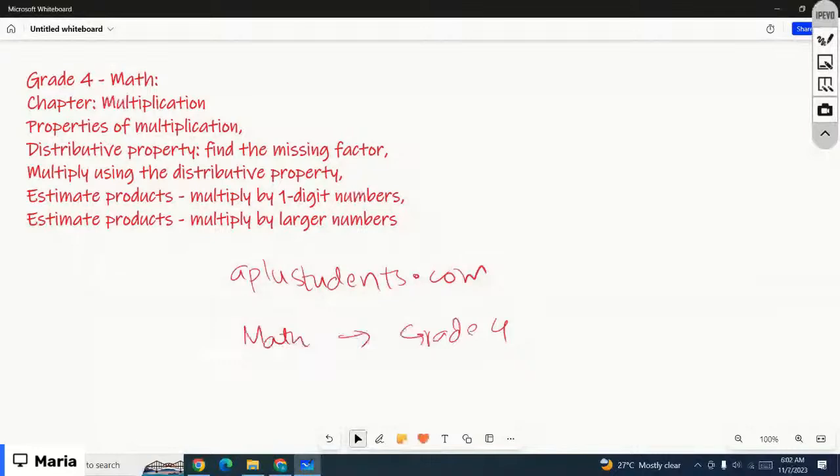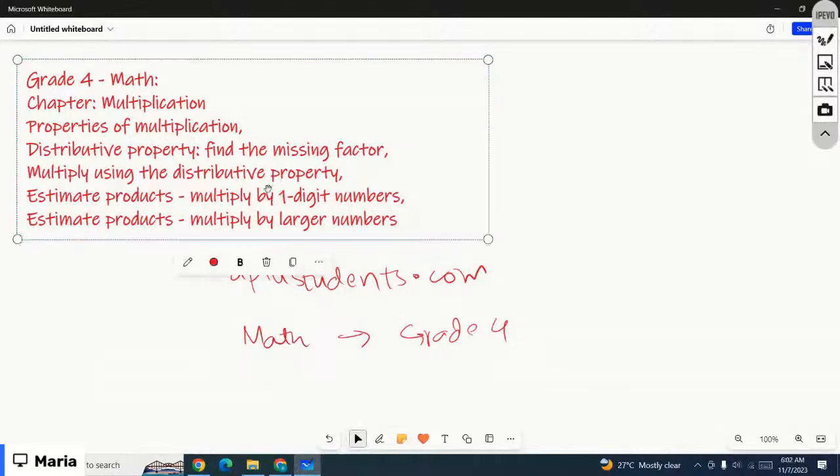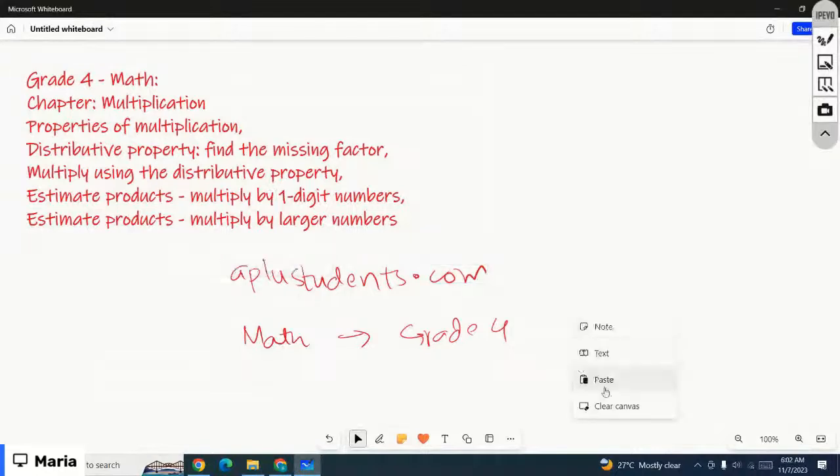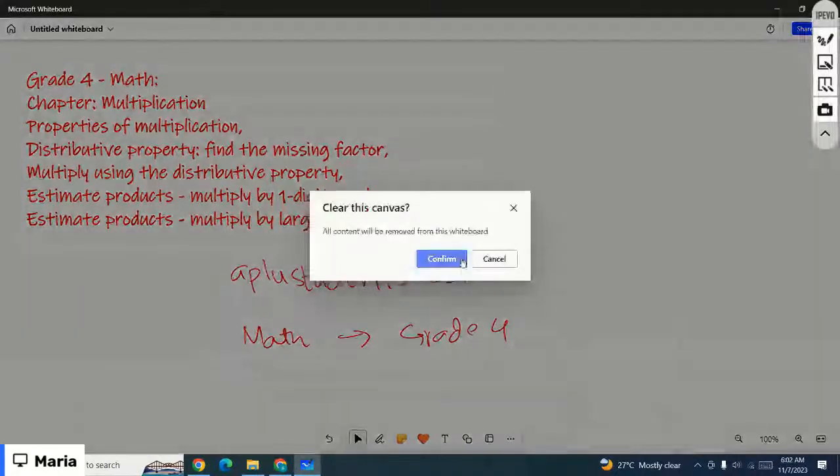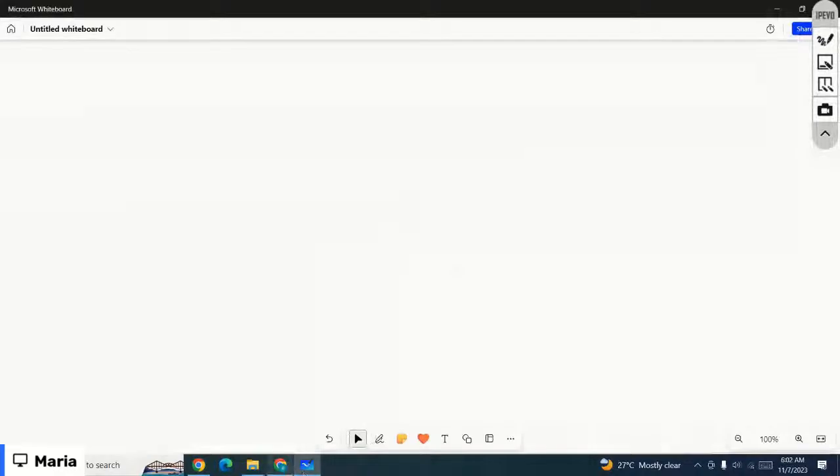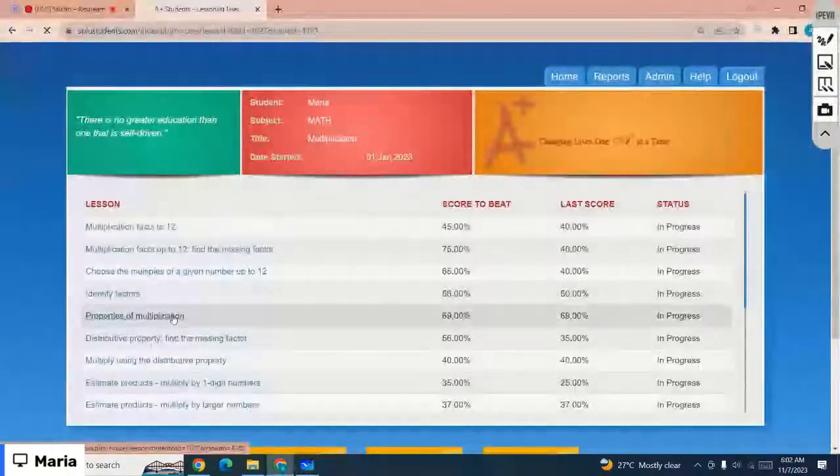So today we're going to start with the lesson properties of multiplication. All the operations we're working on in mathematics like addition, subtraction, multiplication and division, they have some properties, right? So today we're going to learn the properties of multiplication. Please make sure you have your notebook and pencil so that you can note down the important examples and definitions as well. So let's just start lesson properties of multiplication.